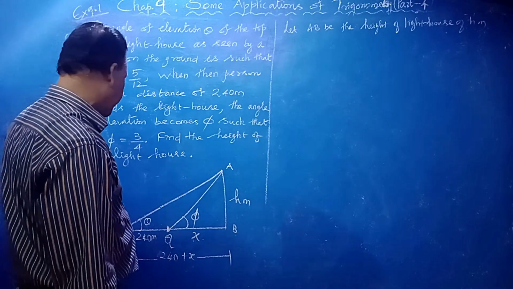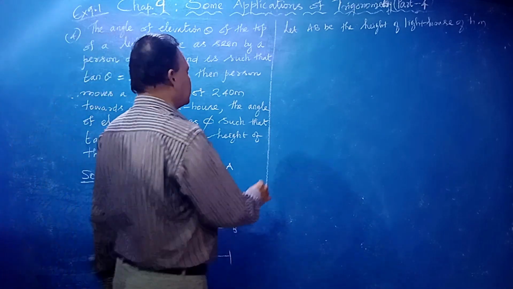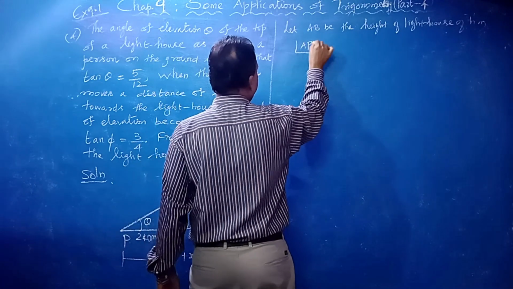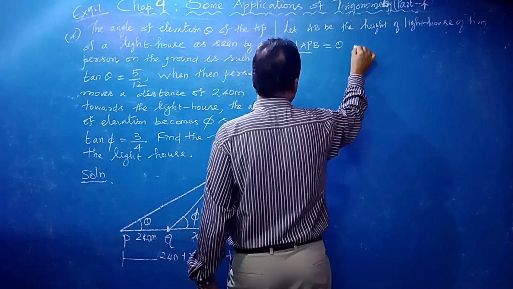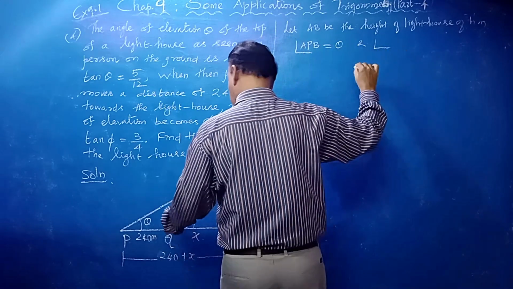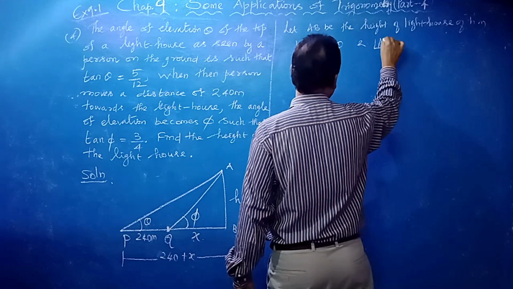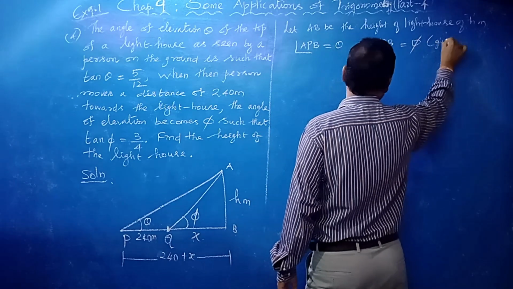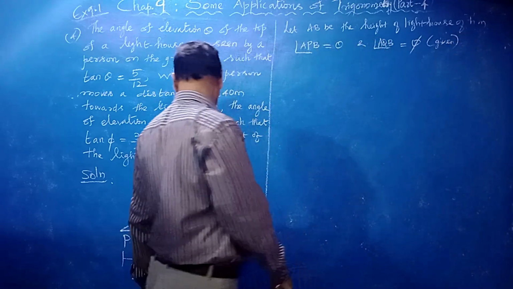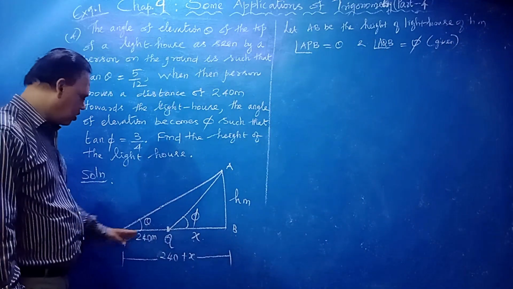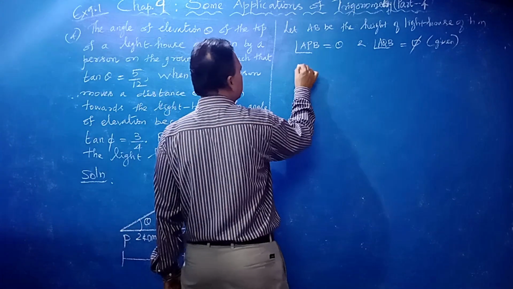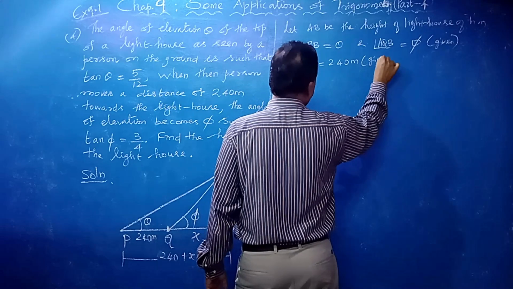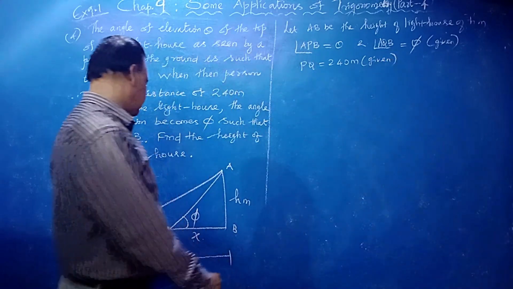Now, the angle of elevation that is given, angle APB, taken theta. And angle AQB is given phi. This one is given angle of elevation. Also PQ is given, 240 meter. It is also given, right?